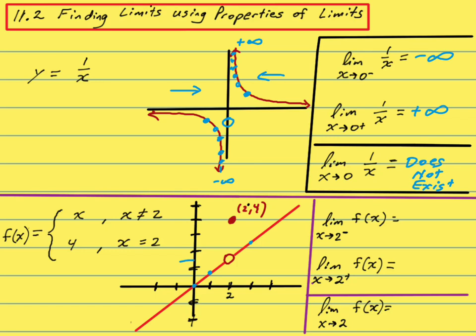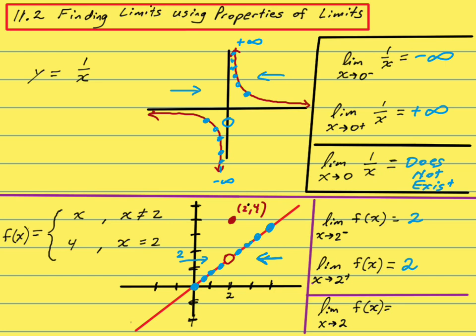If I approach 2 from the left, here's something close to 2. Here's closer to 2, closer to 2, closer to 2. As I approach 2 from the left, these y values are getting very close to what y value? 2. How about if I approach from the right? This is close to 2, but let's get closer to 2 on the x, closer to 2 on the x, closer to 2 on the x. And if I approach 2 from the right, I think it also has a y value of 2.